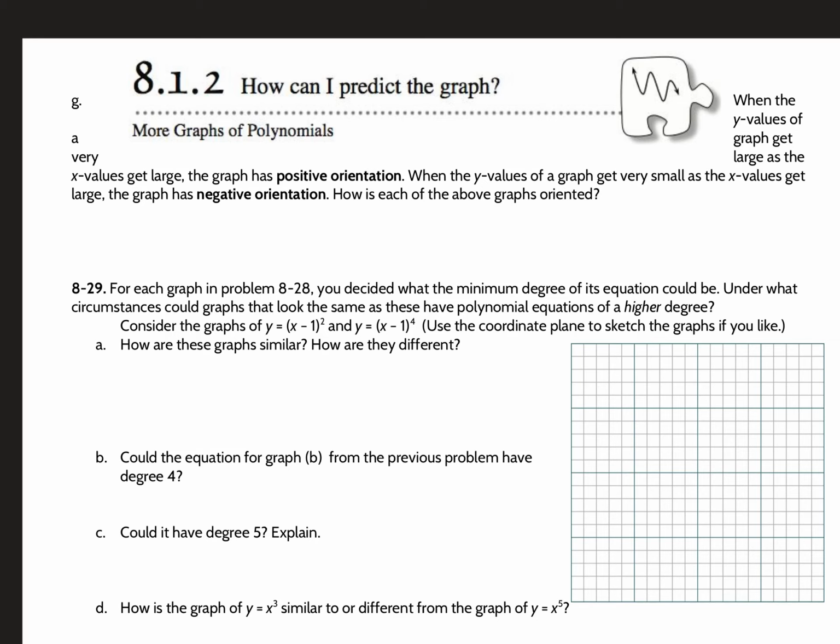Let's talk about this idea of positive and negative orientation. So positive orientation are those graphs that have a right side that points up. So that would be graphs like A and C have positive orientation. And then therefore negative orientation would be graphs like B and D. That just means the right side either points up or down, depending on if it's positive or negative.